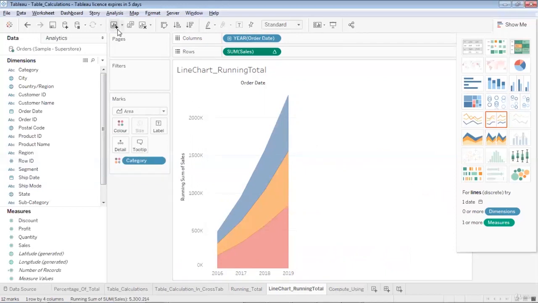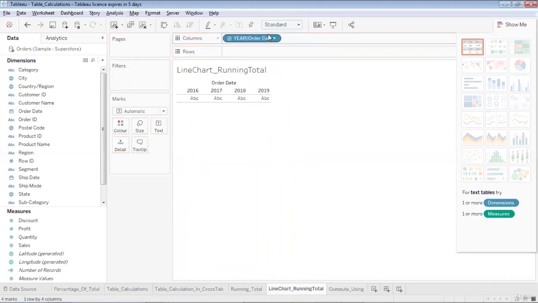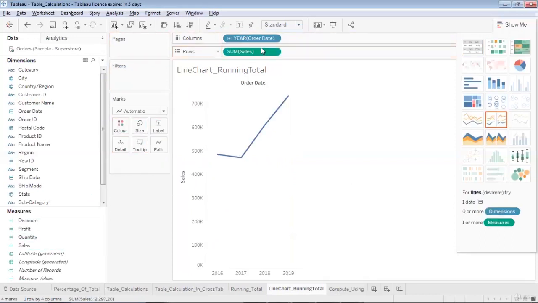I'll tell you how. So let me remove it first. First of all, I'm taking the order date over here. Since I had created an area map, line chart and area chart both have one thing common, that for them one field should be a date field. So I have placed the date field over here. Now I would like to see the sales for the last 4 years. I can see these sales.